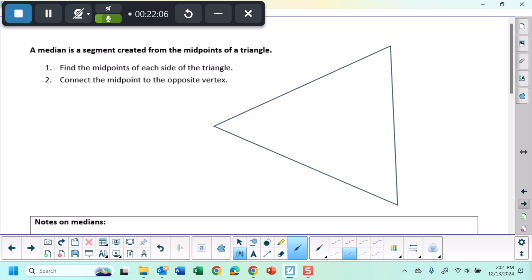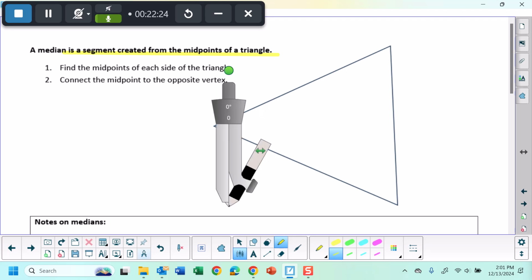We're going to learn about two more segments. A median is a segment that is created from the midpoints of a triangle. So the first thing we have to do in creating this is going to be to find my midpoints of each side. So compass is out.